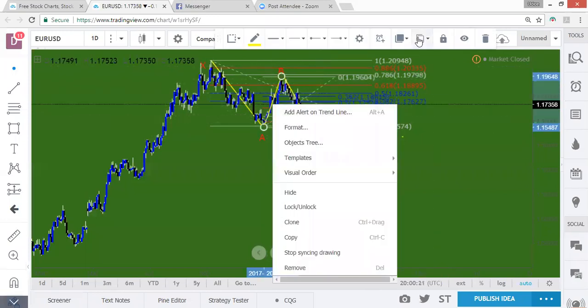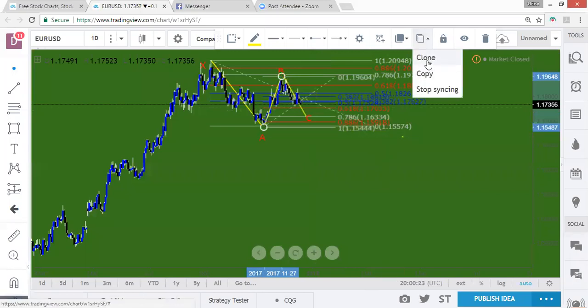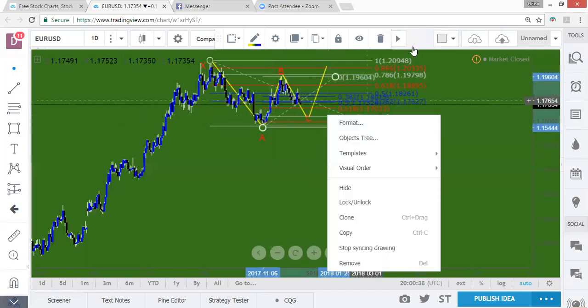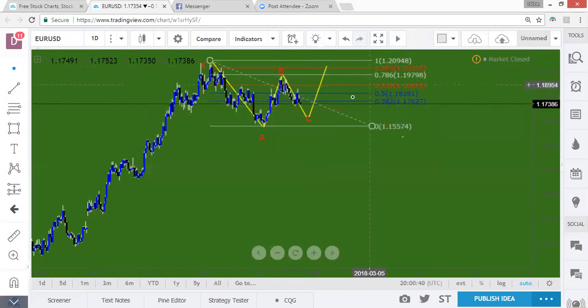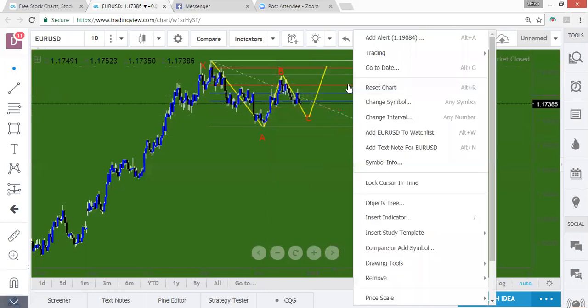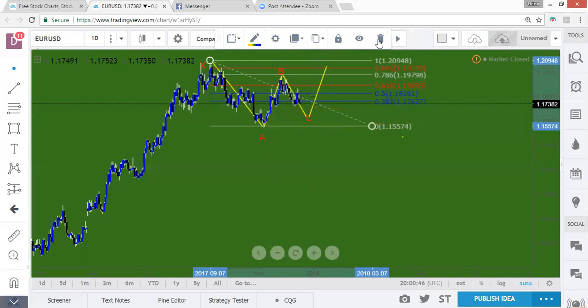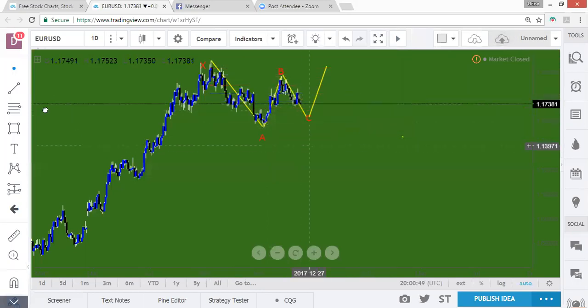We take AB and we clone it, because we know that we need an equal measured move to complete a Gartley pattern. We bring it to C. Now we can see that our completion would pass B, which is a requirement, and also is below our X. So in this case, trash. In this case, Fibonacci retracement from X to A.